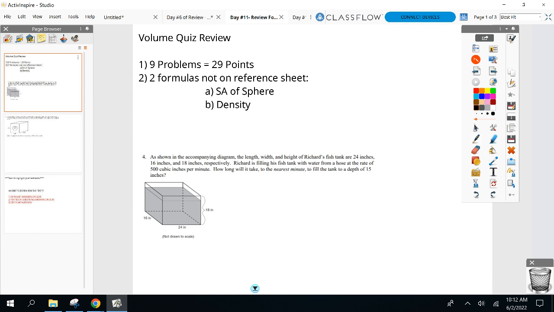Okay, here's the 9 problems tomorrow, 29 points. That's all I got for you. Some will be, there's a handful of multiple choice and the rest are show your work. I will have a formula sheet for you.